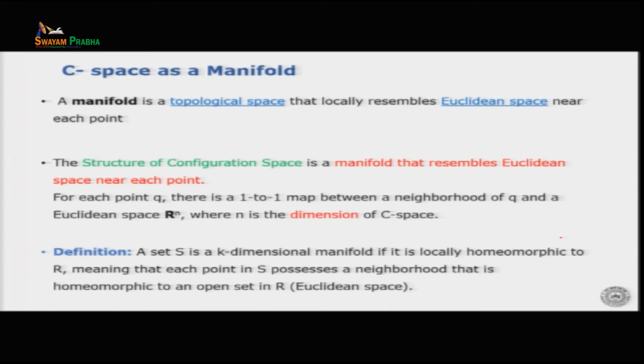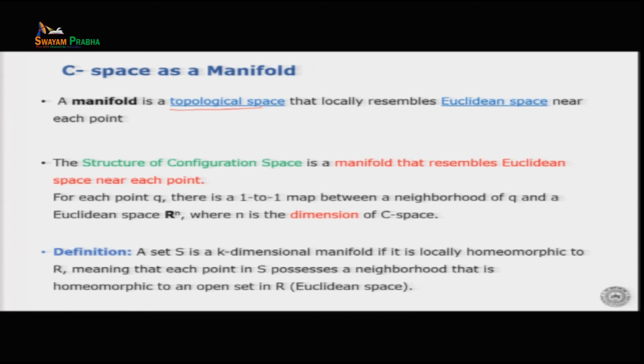And what does this further mean? That the C space is actually a topological space which we call a manifold. So, a manifold is a topological space that locally resembles Euclidean space near each point. So, for every point on the C space, you can find a region in the Euclidean space where it can be mapped onto, okay, but it is locally.